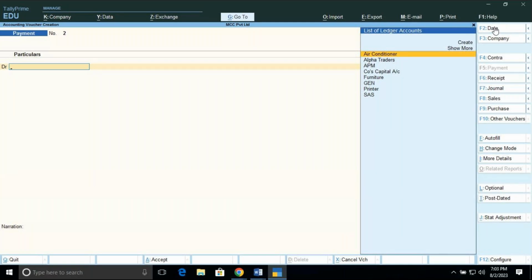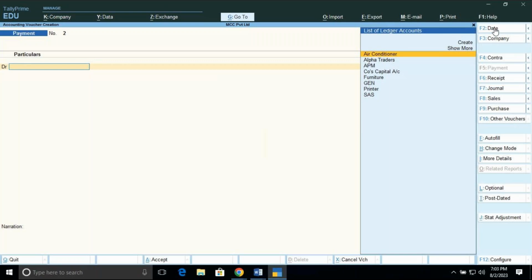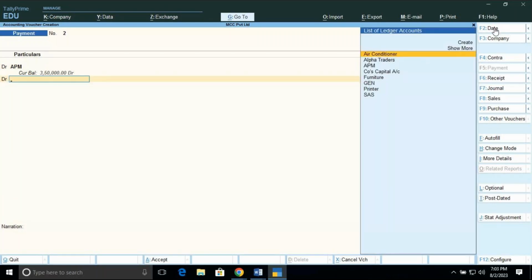So always make sure you have the date in accounting. Okay, date is critical. Date is important. You say 1/5, first May. As per your friend, I'll debit all the assets, 3,50,000. As I told you last class, it will show credit. You press D and make it debit.